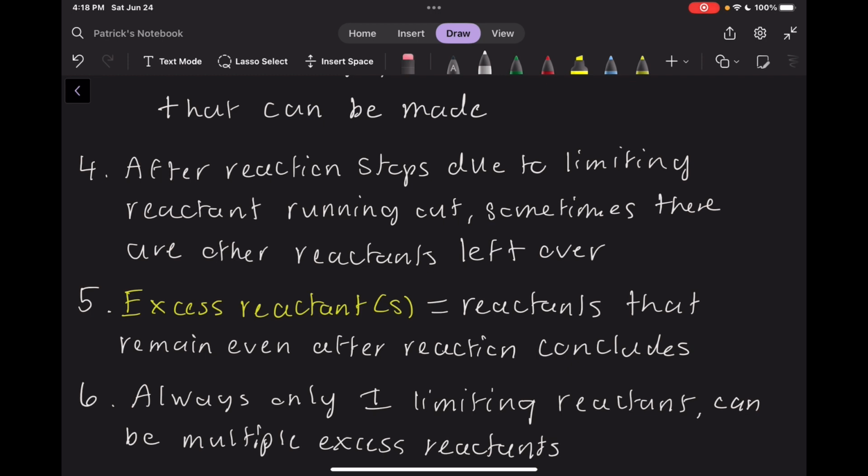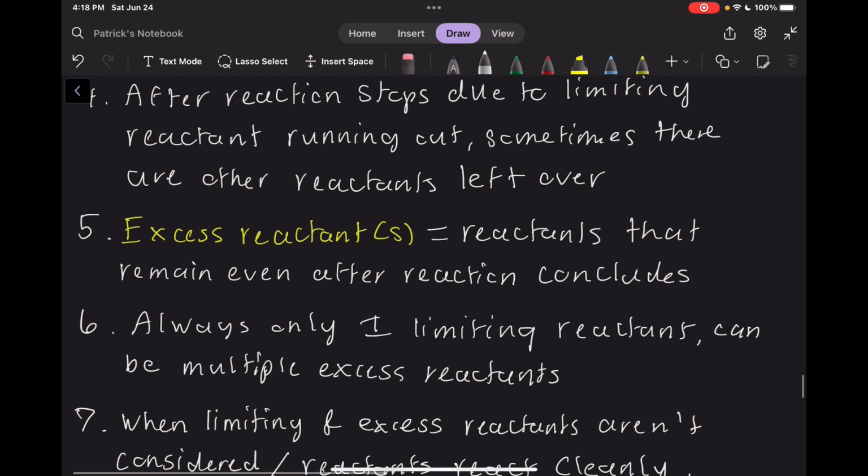Now, once a chemical reaction stops, there might be other reactants that are left over. These reactants are referred to as excess reactants. Any given chemical reaction will have only one limiting reactant, but there can be multiple excess reactants.